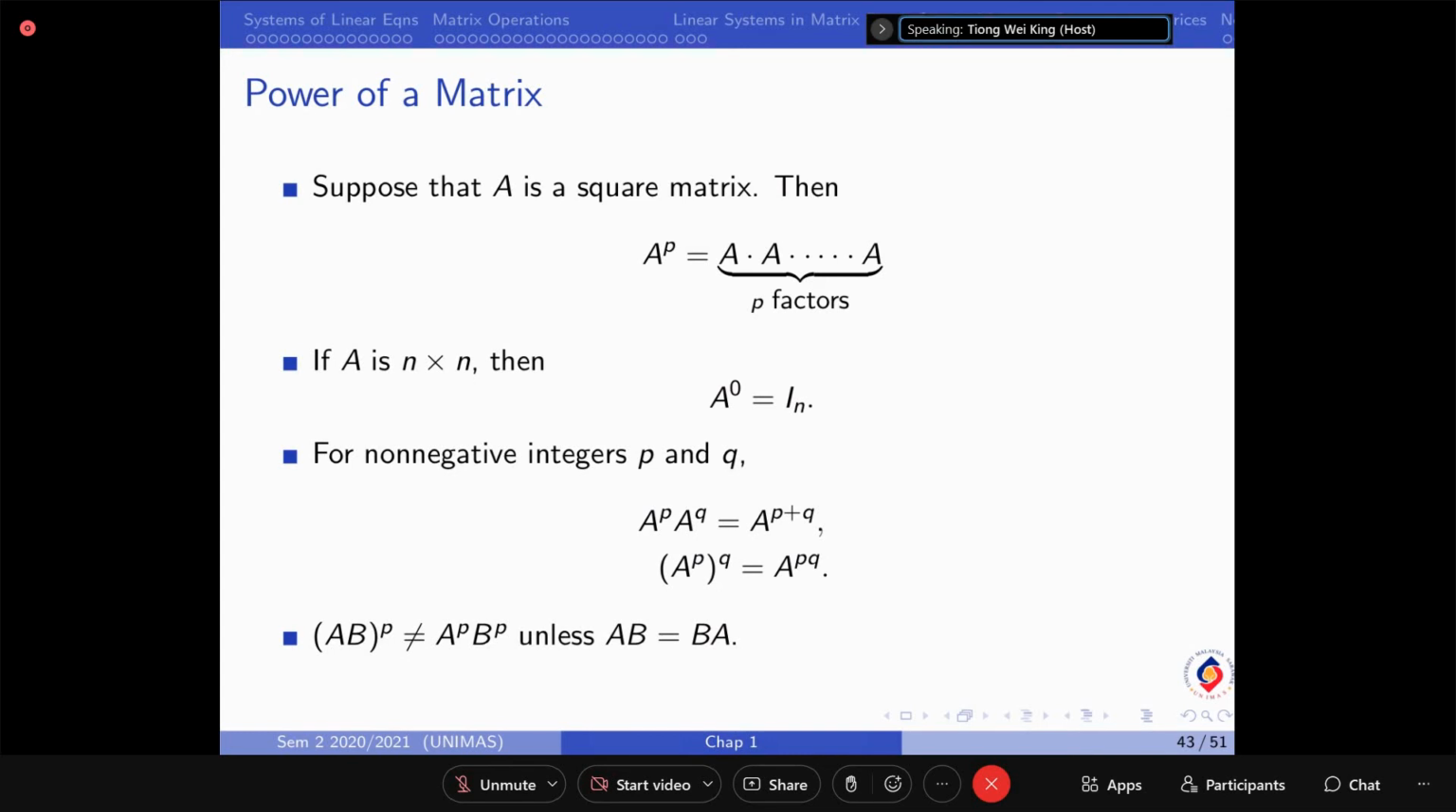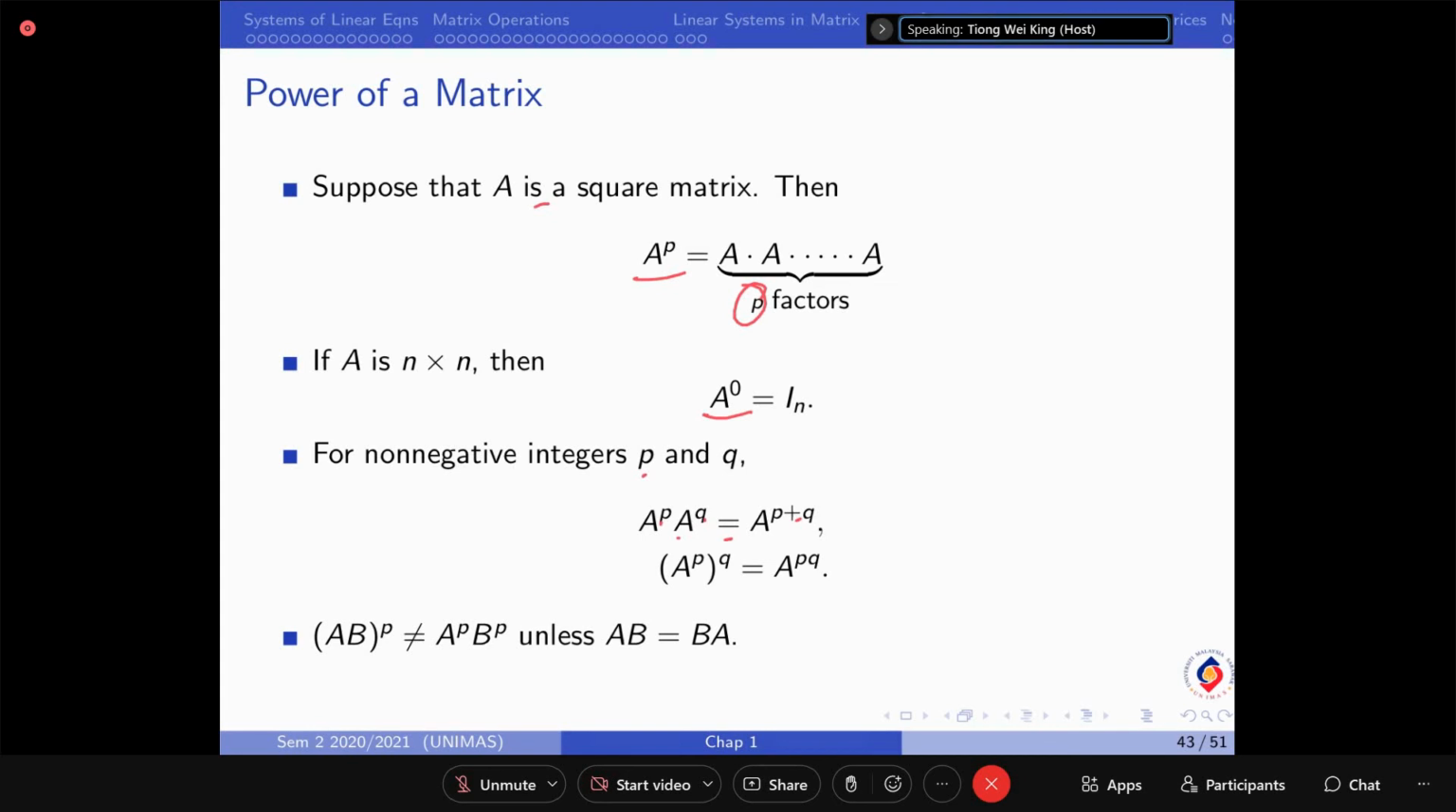Next is the power of a matrix. Suppose that A is a square matrix, then A to the power of P is A times A times A, repeating P times. And then A to the power of 0 is the identity matrix I_N. For non-negative integers P and Q, A to the power of P times A to the power of Q equals A to the power of P plus Q. This is the same as the indices you learned in Form 4.